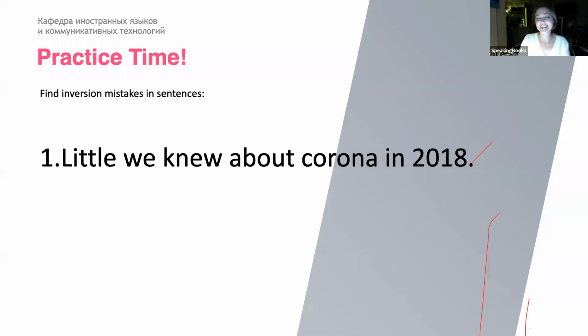All right, lovely. I can see a correct sentence from Vasilisa. We knew little about Corona in 2019. However, Vasilisa, this is absolutely correct. But what if I want to invert this sentence? How would it sound? Think about this. And the correct sentence is, little did we know about Corona in 2018.